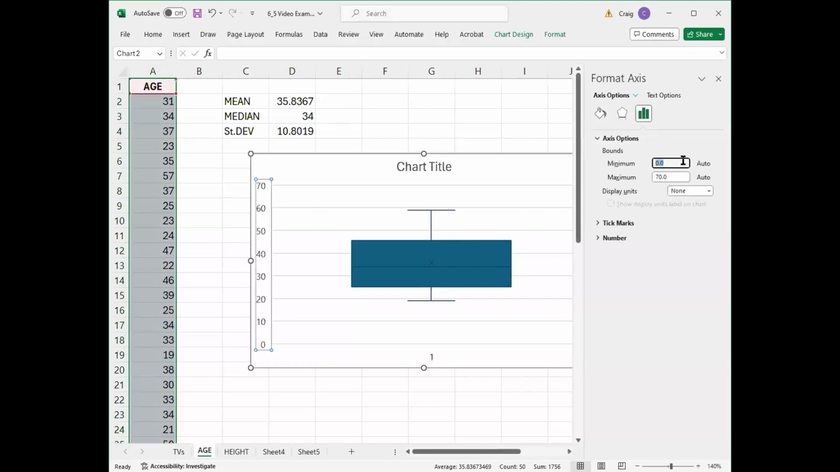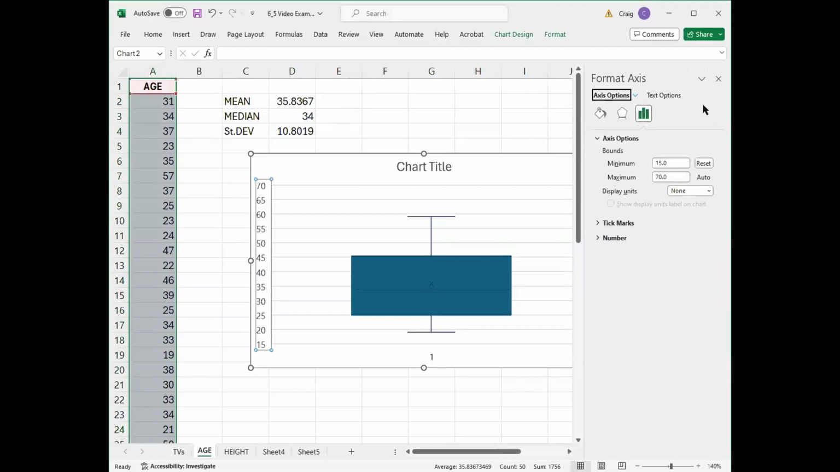And we'll just start the minimum since we're talking about college students here. And just to give a little space, we'll start the minimum at 15. And we'll go to the maximum of, let's just say it's 60.